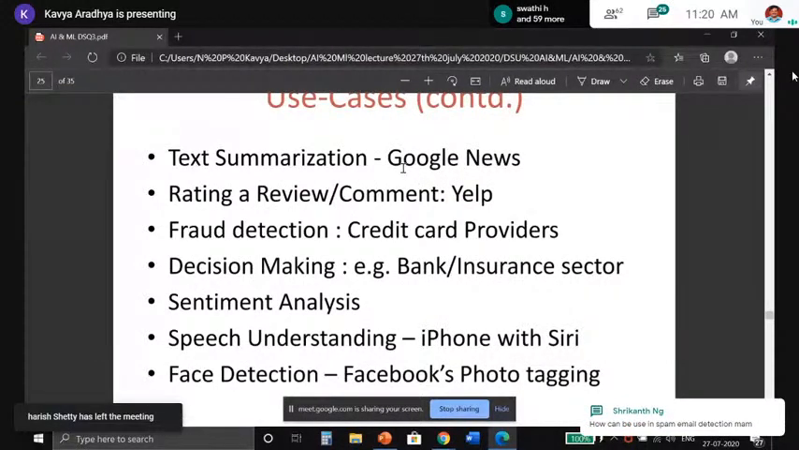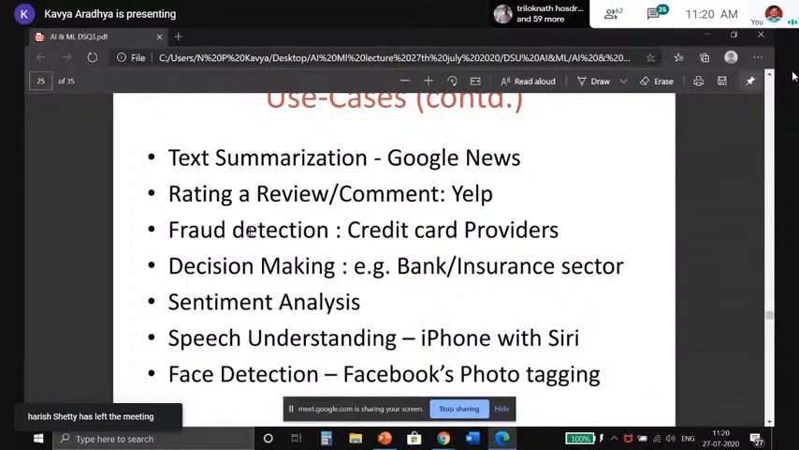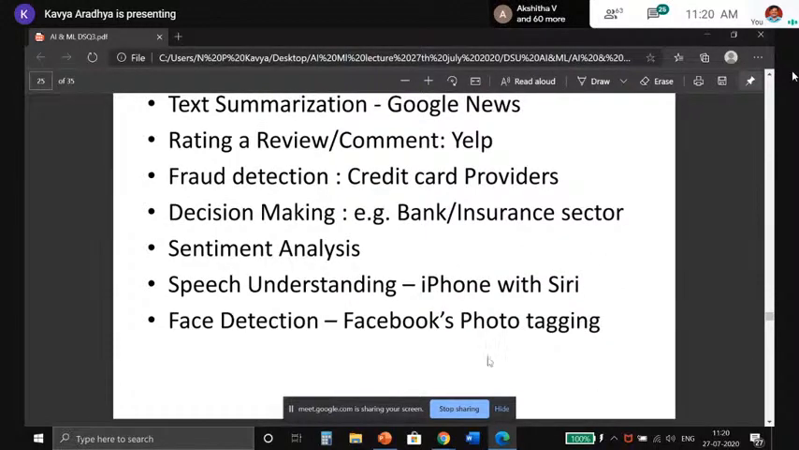It could be text summarization. It helps credit providers with fraud detection, and the bank and insurance sector in decision making or sentiment analysis. Analyzing the online behavior of a customer and giving suggestions, like buy this, and all that, is sentiment analysis. Your iPhone Siri is speech understanding, and your Facebook photo tagging is face detection.